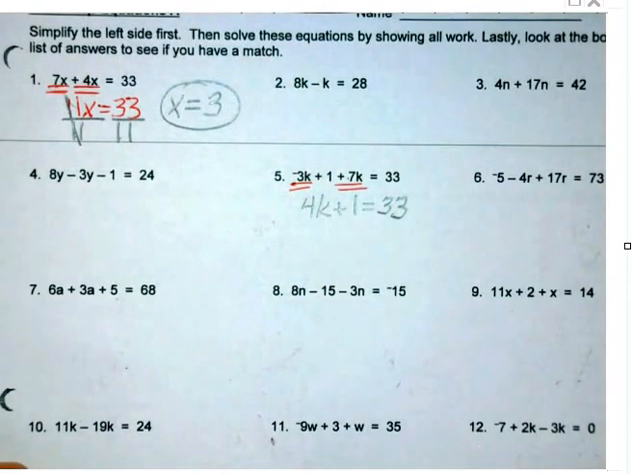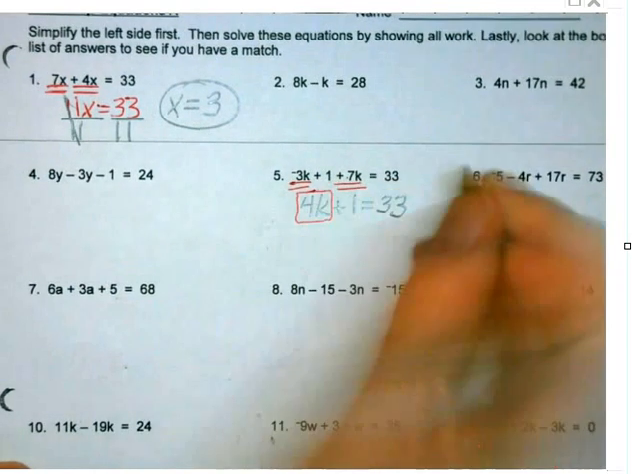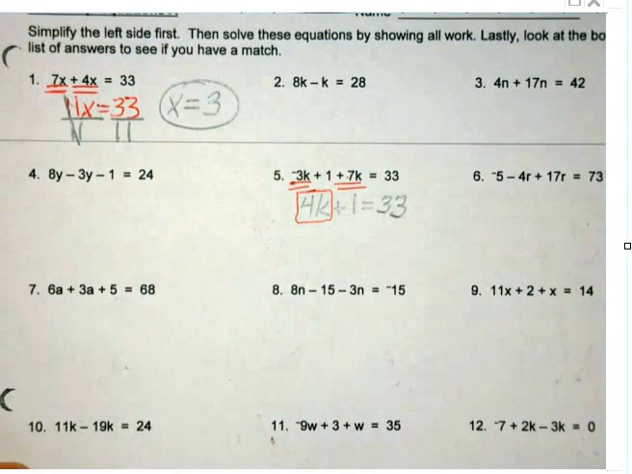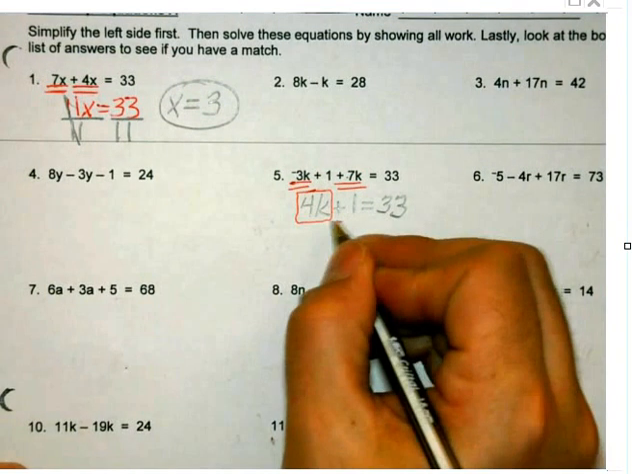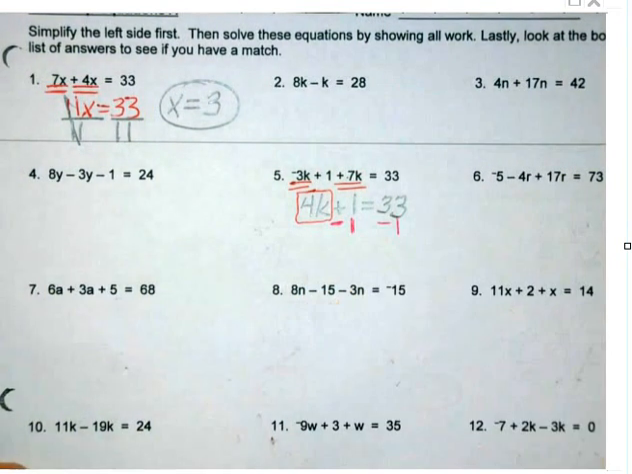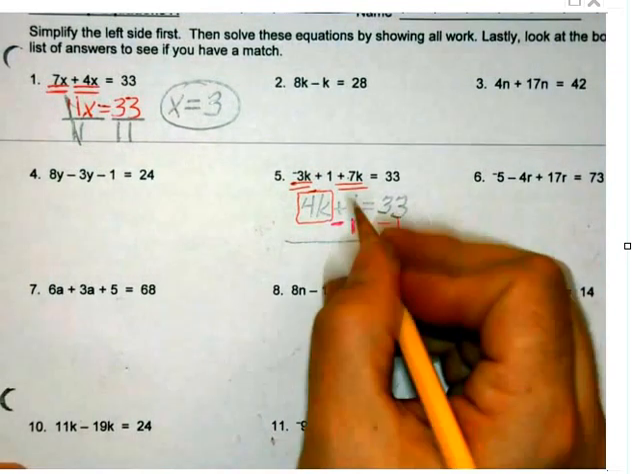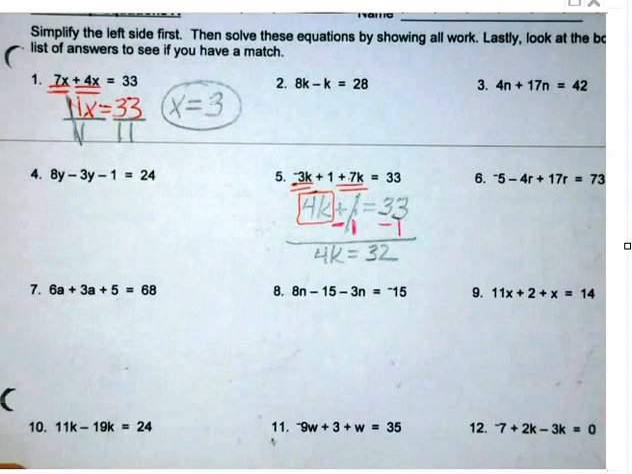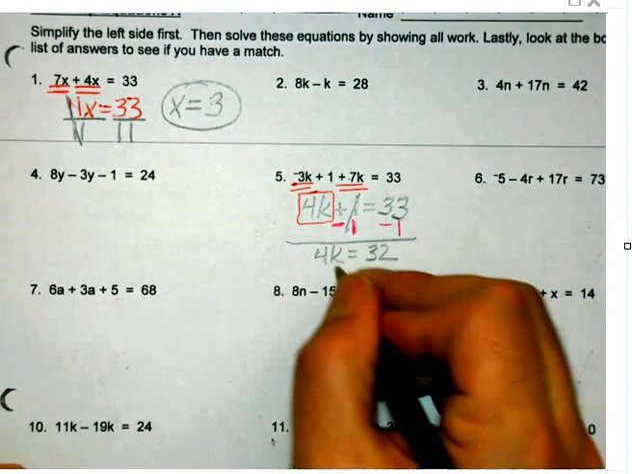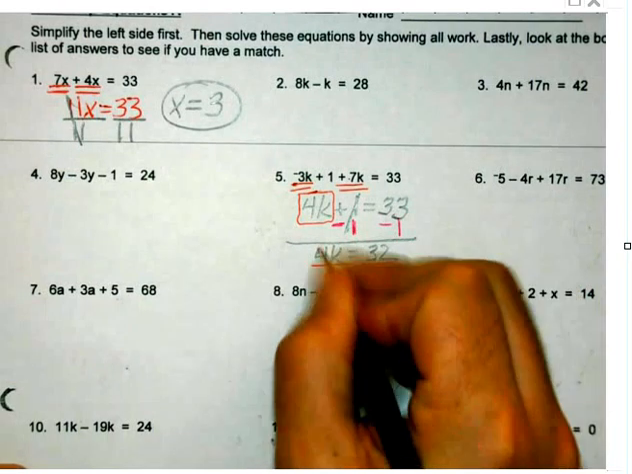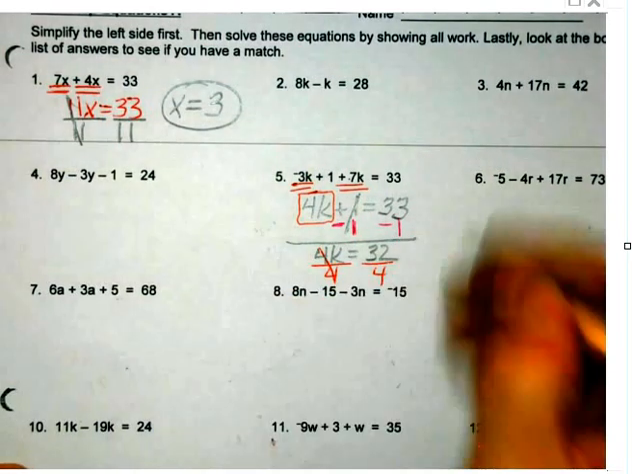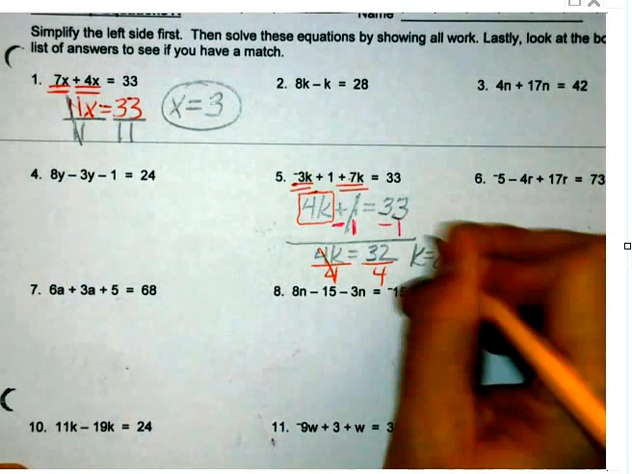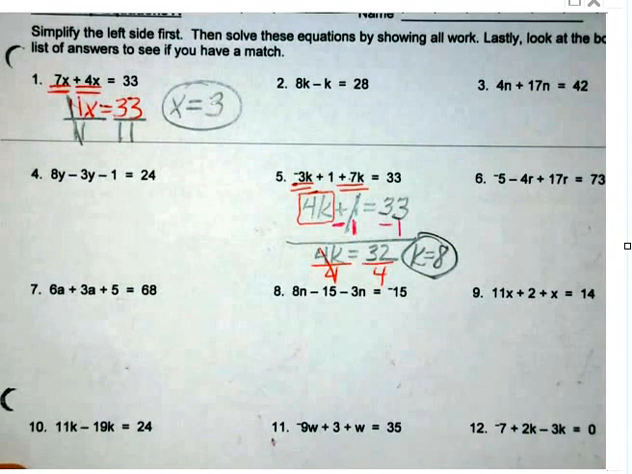Now it looks like the problems we've been doing. I need to get my k's by themselves. So how do I get that plus 1 out of there? Okay? Minus the 1 to get that plus 1 out of there. And what's my last step going to be? Divided by 4. And we're ready to go.